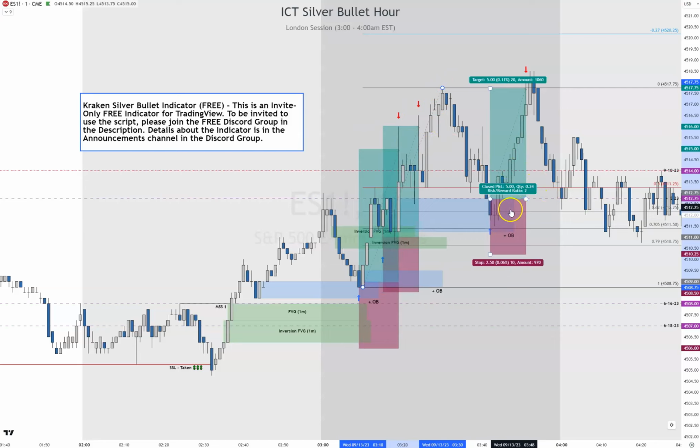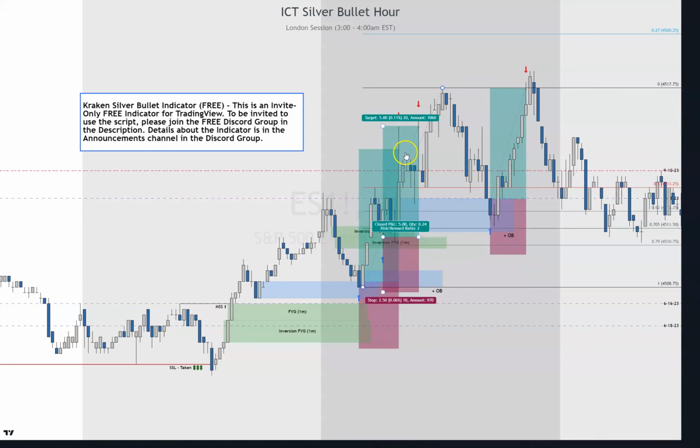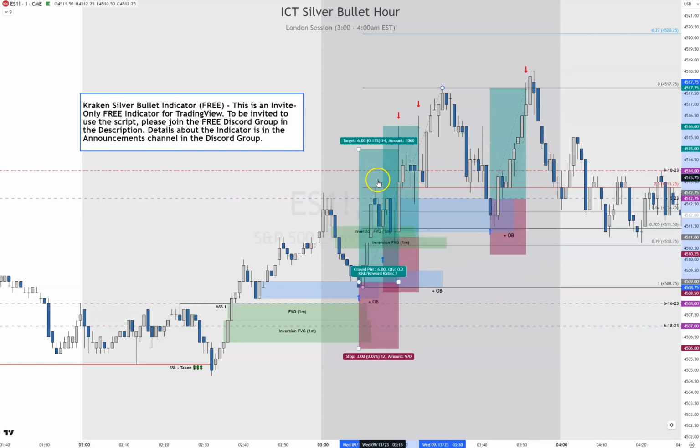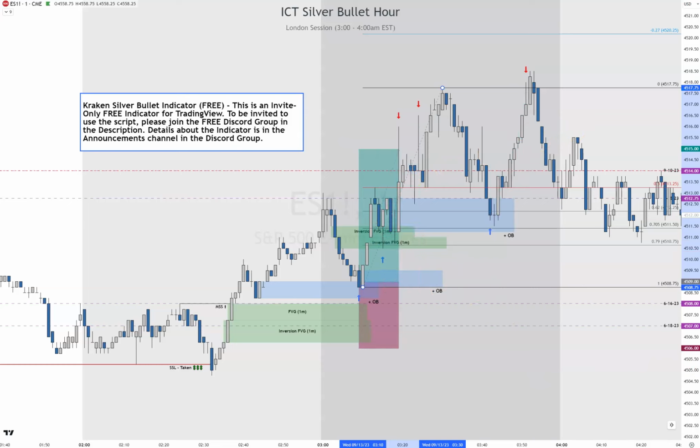This trade here, I like the optimal trade entry trades, and I have something to shoot for. I'm aiming for this high, and I get it, you know, another 5 handles. So let's see, 6 handles, 5 handles, 5 handles. So we got, what, 16 handles on this day on the London Silver Bullet sessions. So let me take these off, and those are your London Silver Bullet trade setups for Wednesday, September 13th.